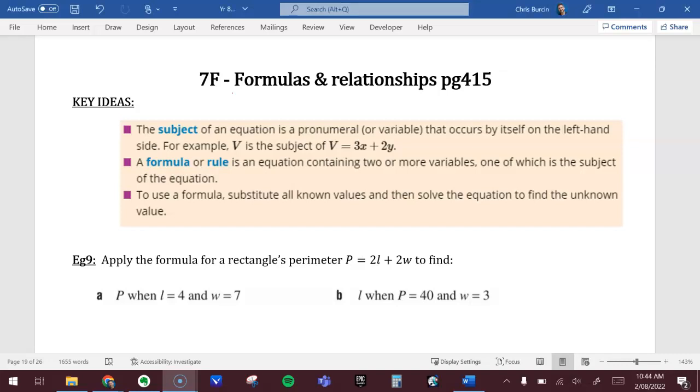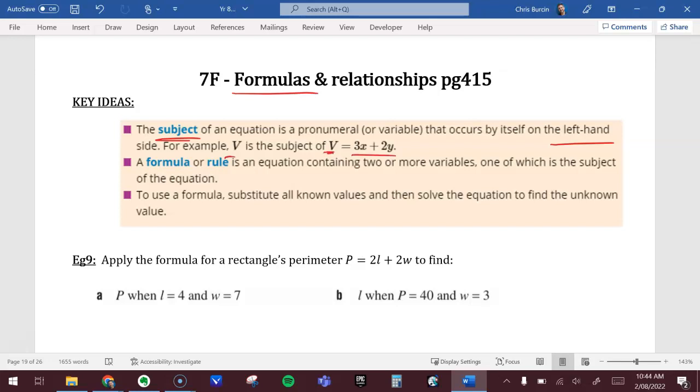Okay, when we get to formulas, we're going to end up with more than one variable or pronumeral. We're going to find out the subject. The subject is the variable for which we want to find the answer, and the subject will be on the left-hand side. For example, V is the subject here, and then we have our other two variables.